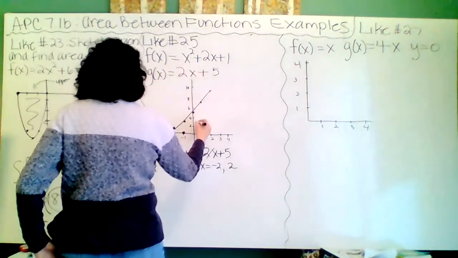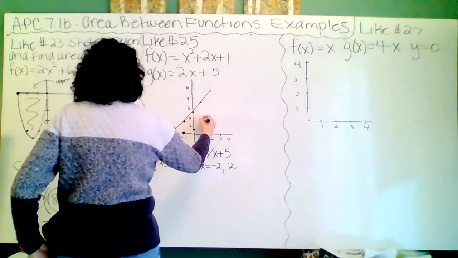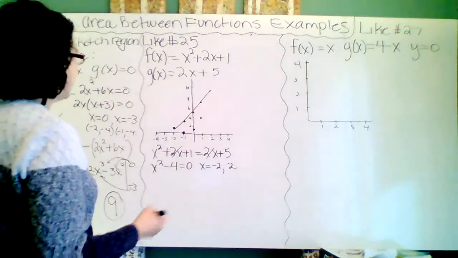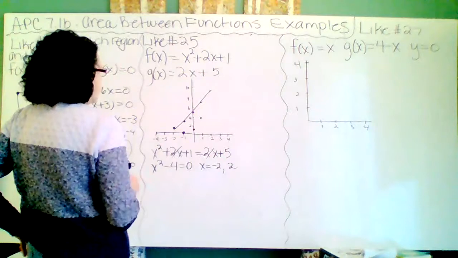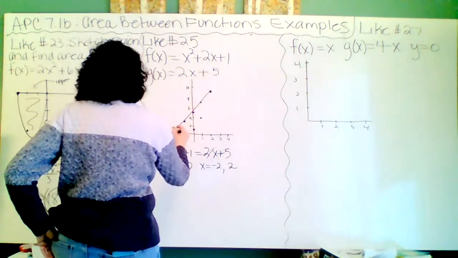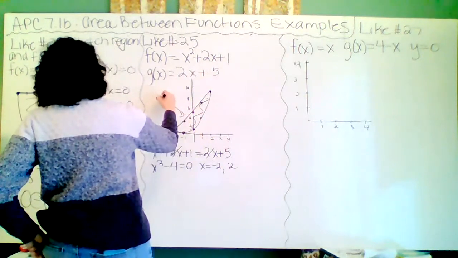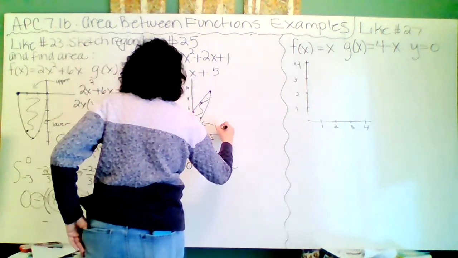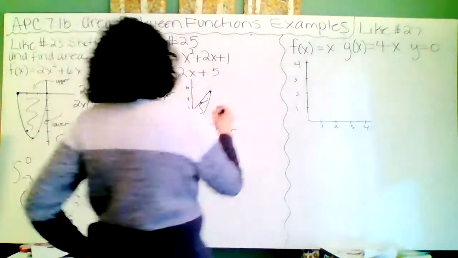When I put a 0 in, I get a 1 out. When I put a 1 in, I get a 4 out. And it should be when I put a 2 in that I get a 9 out, right? Because it said that they intersect there. So 2, that would be 4 plus 4 plus 1, sure enough. Here we go. So here's my region. My upper function is the line, and my lower function is the parabola, right? So let's go ahead and integrate.